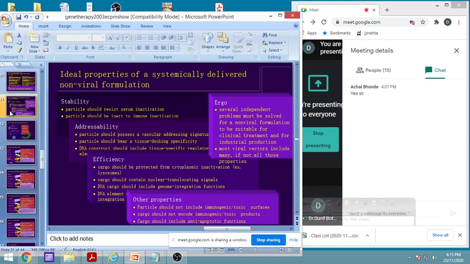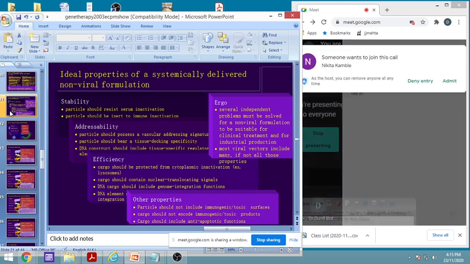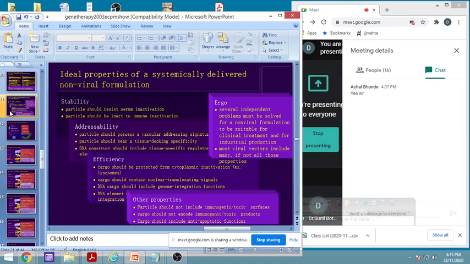Then the particles should not include immunogenic or toxic actions. It should not encode immunogenic or toxic functions. And next, it should include anti-apoptotic functions. It should not cause apoptosis.